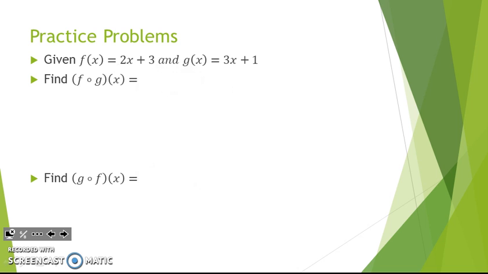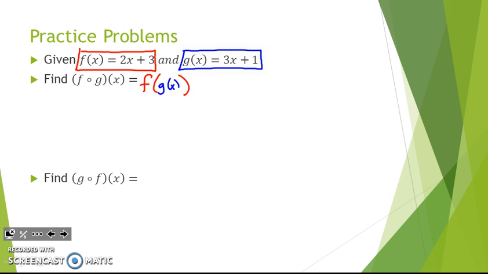Now, I'm going to use some colors here just to help us keep track of some stuff. So I've got my f of x function equals 2x plus 3. And I've got my g of x function equals 3x plus 1. So we just said that our f open circle g of x means f of g of x. Now, what is our f of x function?